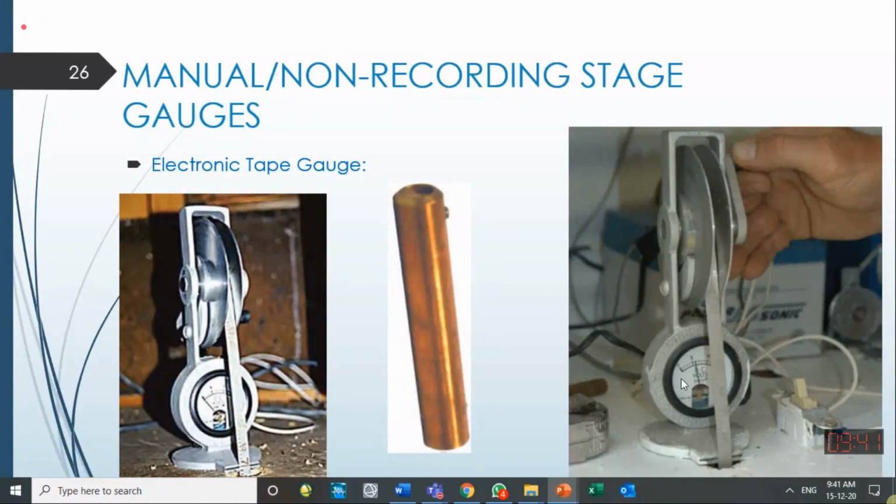A voltmeter and a battery arrangement is available just to know when the conductor or the weight touches the water. So when they know that it is touching the water, then they note the tape reading over here.